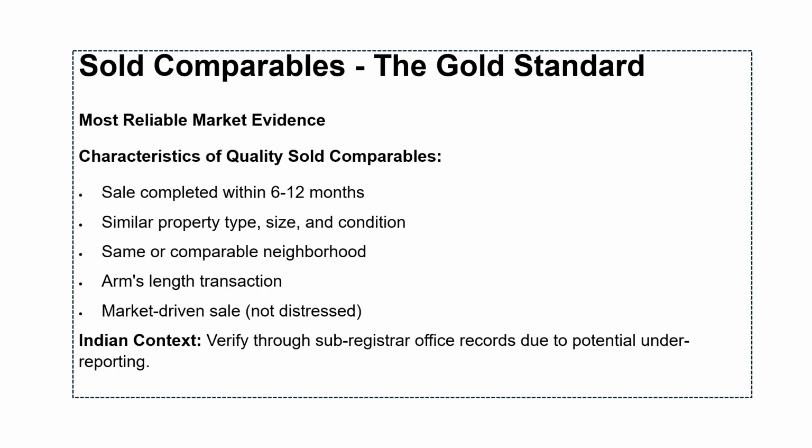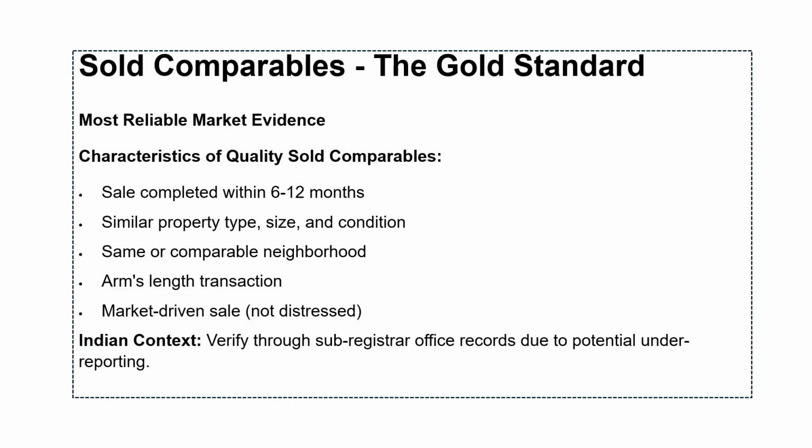So, characteristics of a quality sold comparable. The sale is completed within the last 6 to 12 months. Similar property type, similar to what we are trying to value. Maybe the flat size is almost similar. If it's a villa, it's almost similar in size. Conditions are also similar. Let's say our flat is on the ground floor; that particular flat is also on the ground floor. It's in the same locality, same area. So all these conditions are similar. Building age is also somewhere similar.